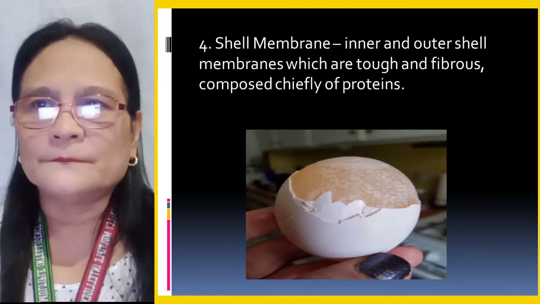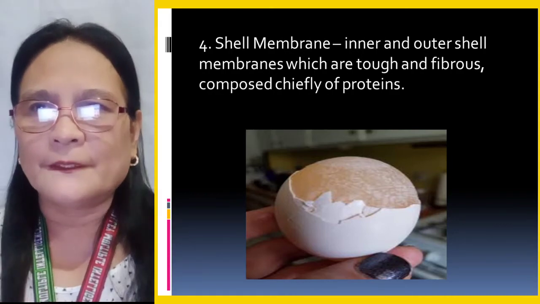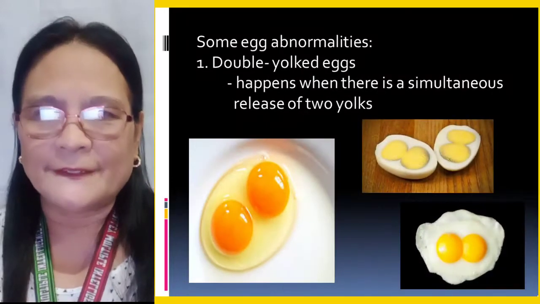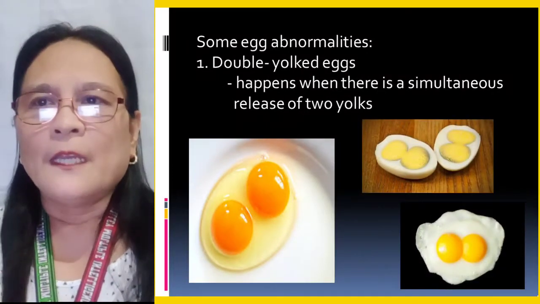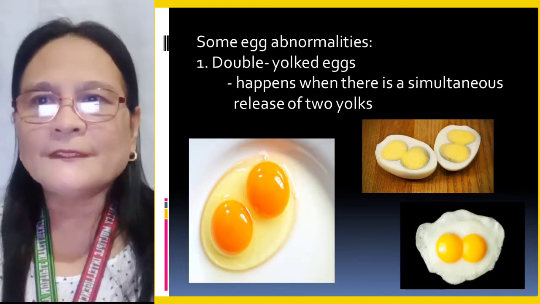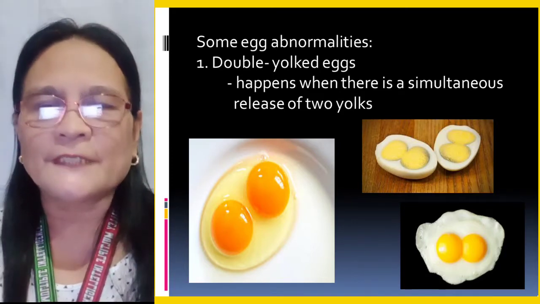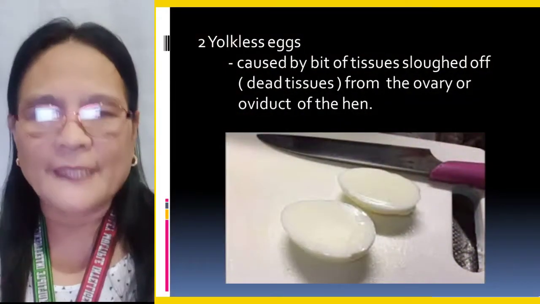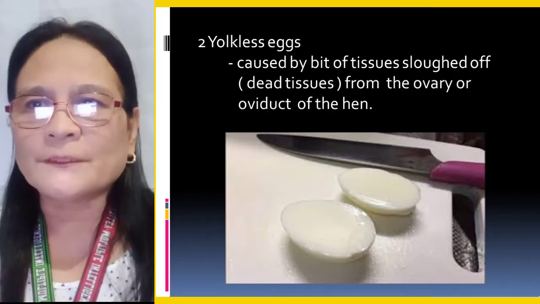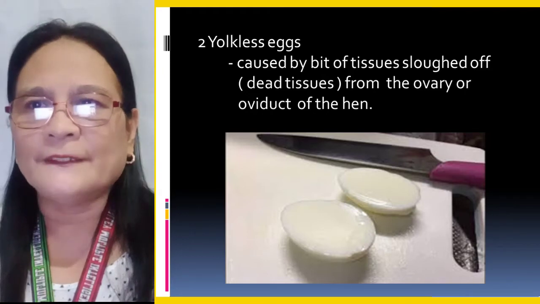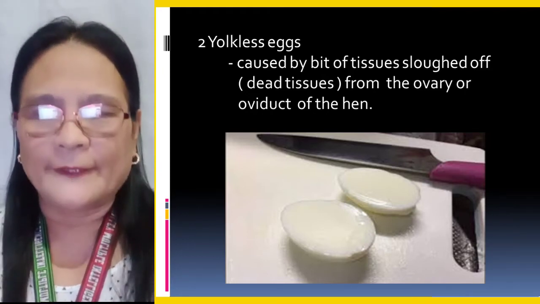I hope the four main parts of the egg are clear to you. Let us have some egg abnormalities. Number 1, double yolk eggs. This happens when there is a simultaneous release of 2 yolks. Number 2, yolkless eggs. It is caused by bits of tissues sloughed off, which means dead tissues, from the ovary or oviduct of the hen.